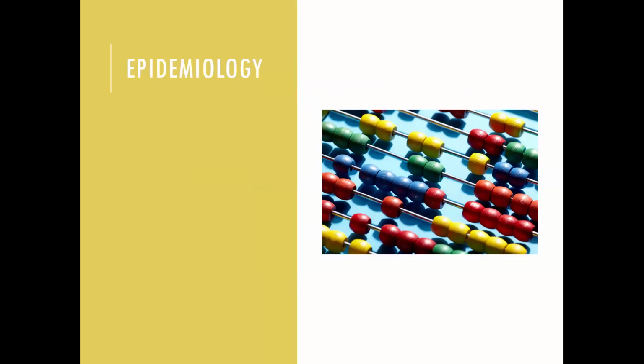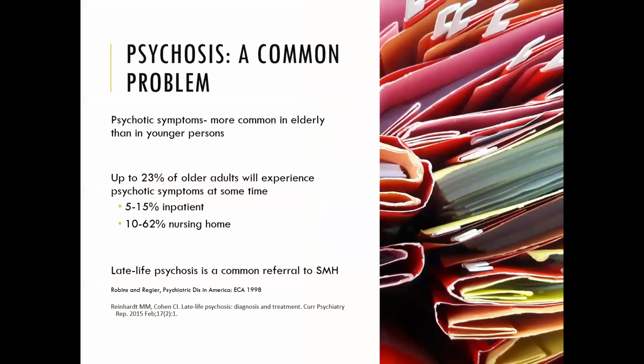All right, so we're going to move on just to flesh out some details around psychosis between cases. Psychosis is a really common issue in geriatrics. If you look at younger people versus older people, you're more likely to have psychotic symptoms in an elderly population than a younger. For example, up to 23% of older adults will experience psychotic symptoms at some time. And then if we look cross-sectionally at different populations, like inpatients, we think it's 5 to 15% have psychotic symptoms. And that's a general inpatient, not a geriatric psychiatry or psychiatry inpatient group.